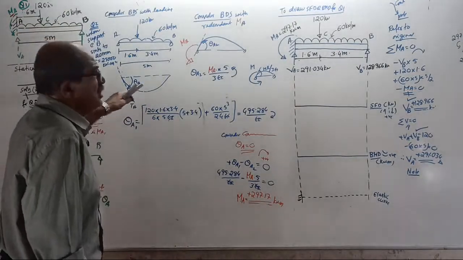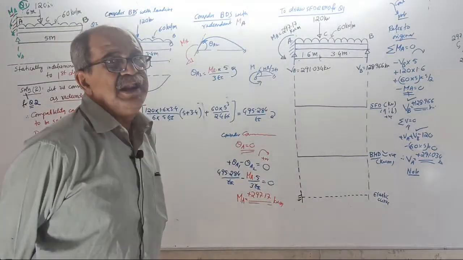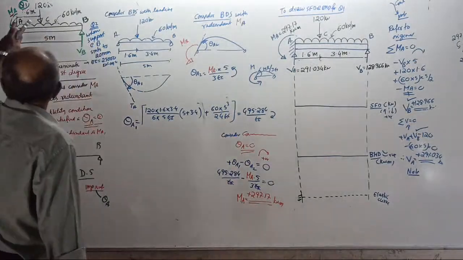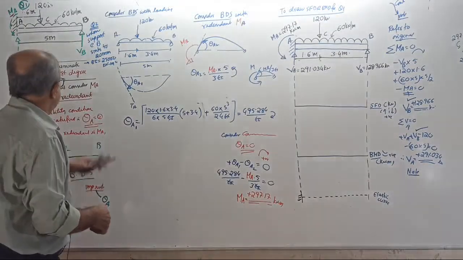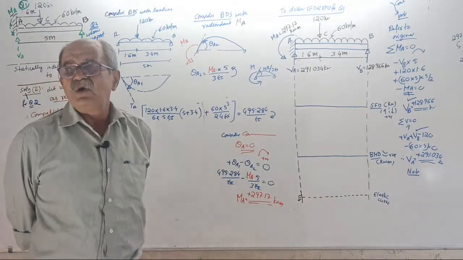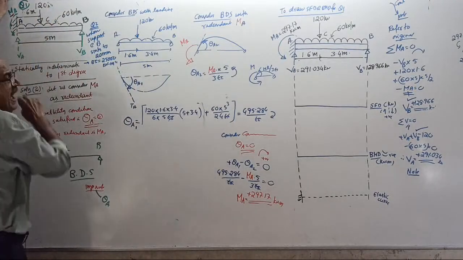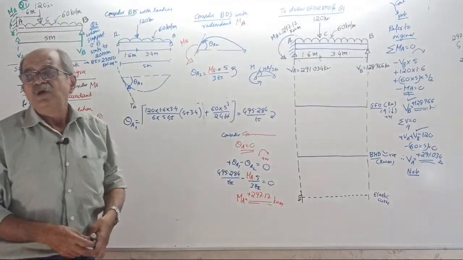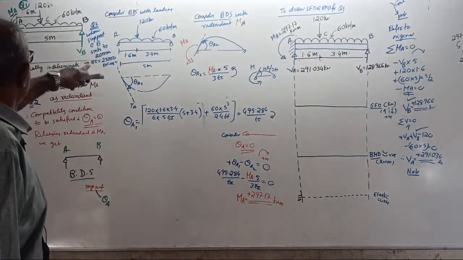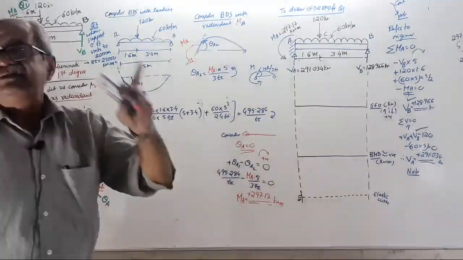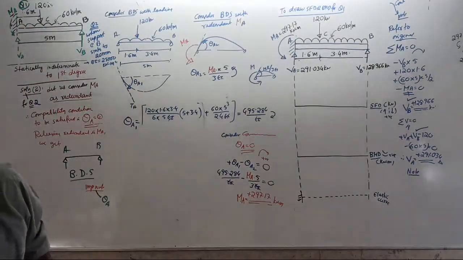But unfortunately today, very important, the redundant is MA. MA means rotation at A. So even if the support at B sinks by 20 mm, A is a fixed end. Even after sinking of the support, the slope at A should be how much? There is no disturbance at A. Last time, disturbance at B and compatibility at B. You should make a note.